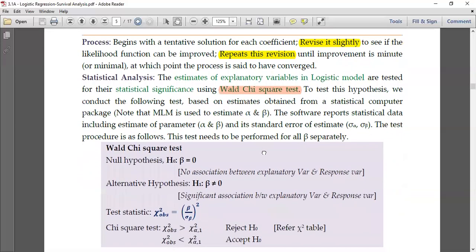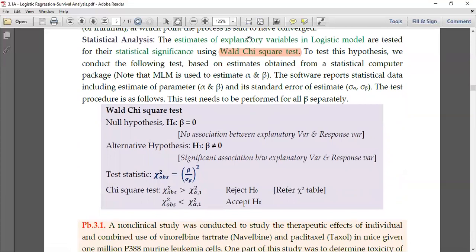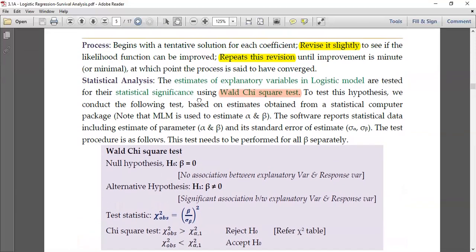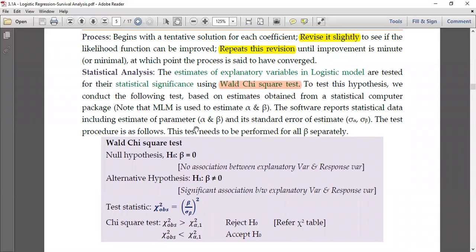Now, one of the important statistical tests we use: we have calculated the beta naught. Whether it is statistically significant or not, we don't know. You can use the Wald chi-square test. Usually this particular process of the maximum likelihood method, since it is iterative, requires computer software here. Manually, it is very difficult to calculate.